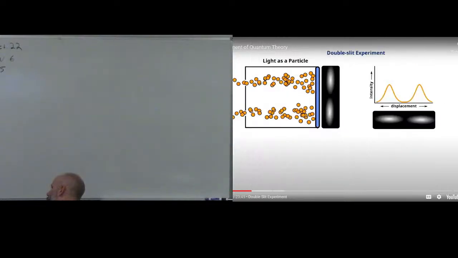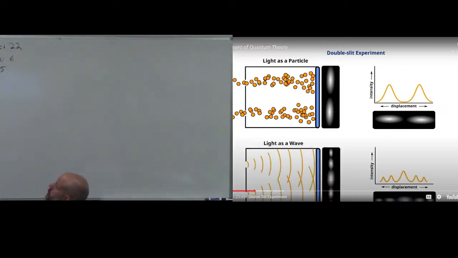Now let's say we have two slits. Our particle light would go through one slit and diffract a little bit and give us an interference pattern like before. We would do the same thing with the second slit. And so what we would get is just that same pattern twice. We would have two peaks in our intensity plot.